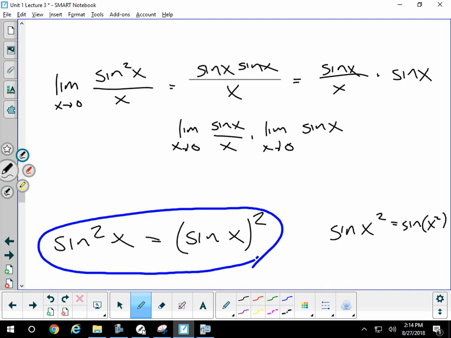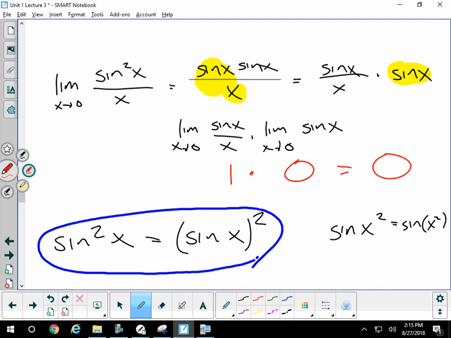Okay, we rewrite it as sin x times sin x. We can split up this fraction into multiple pieces. I could decide to put the sin x with one of the x's, and then the other sin x would stay. So this one is left over. When I find the limit, I know the limit as x approaches 0 of sin x over x is 1. But here, the limit as x approaches 0 of sine is the sine of 0. The sine of 0 is 0. I have 1 times 0.